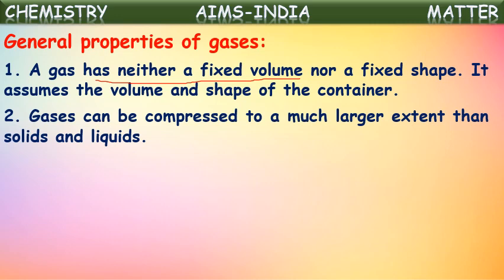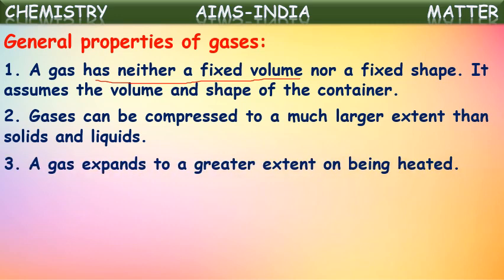See, if we observe in our kitchen, a cooking gas means a cylinder. The shape of that gas will be that cylinder shape, and that 15 kg of gas has been compressed into that cylinder. So the volume and shape will be that of whatever container we are taking, that is not fixed. Gases can be compressed more than solids and liquids. Solids can compress a little bit. Liquids can compress more than solids. Gases can be compressed to a large extent compared to solids and liquids, and gas expands to a greater extent on being heated.